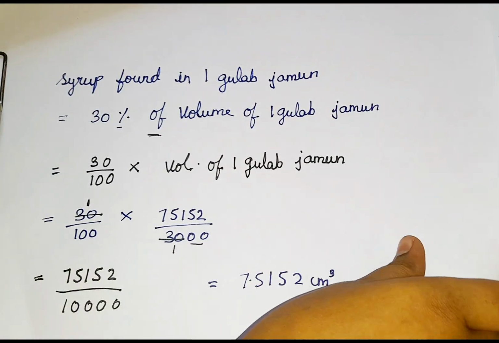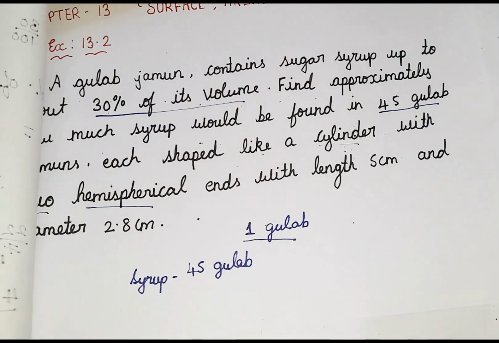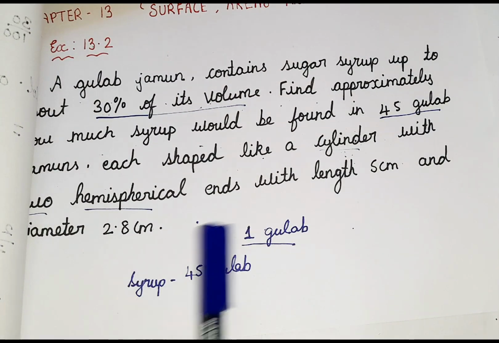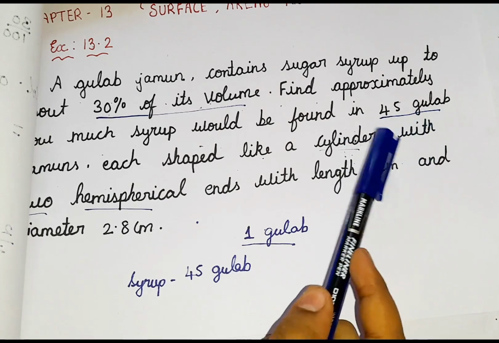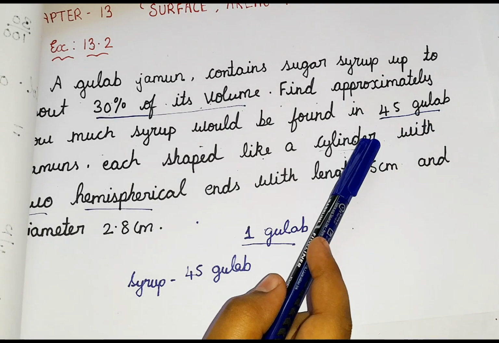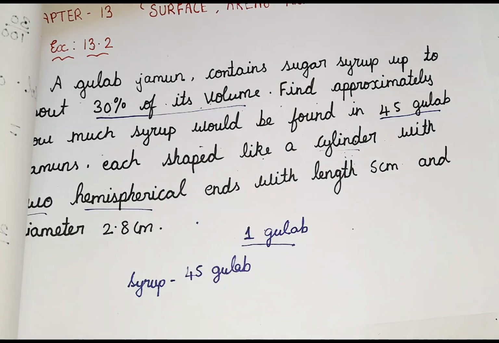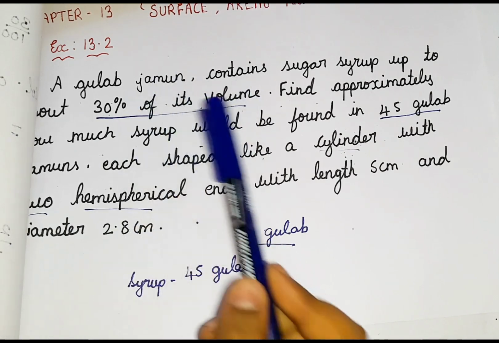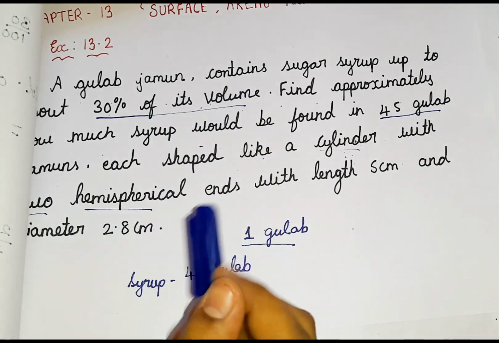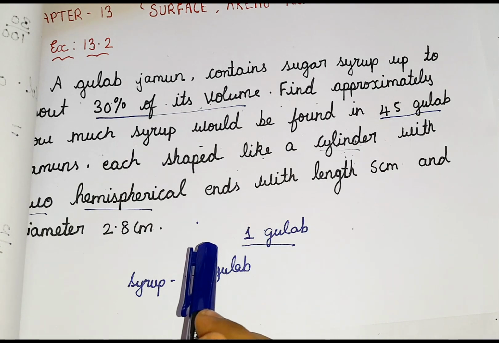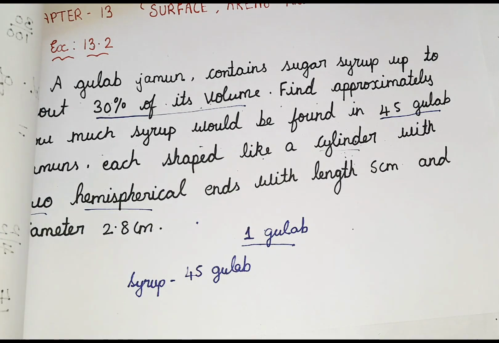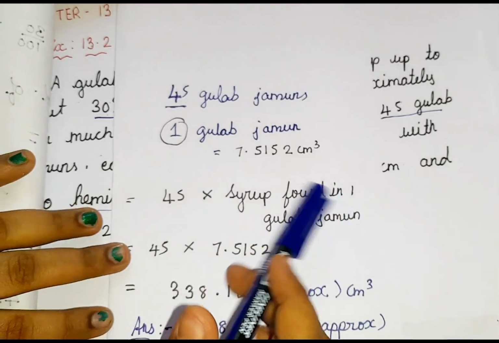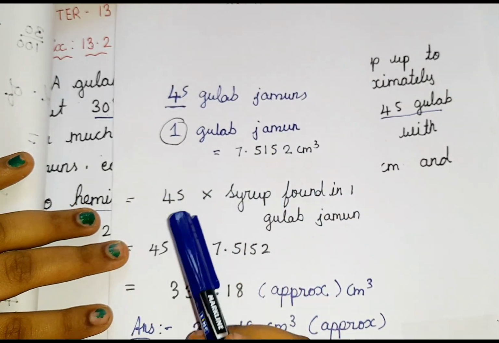So remember, guys, whenever we have a large number, for example, here it was extremely difficult to find how much syrup is there in 45 gulab jamuns, right? So to make it easy, I just found how much syrup is there in 1 gulab jamun. I applied the cylinder formula and then the hemisphere formula, and we had a clue that it is 30% of its volume. By using it, I got how much syrup is there in 1 gulab jamun. After finding that, I just multiplied it by 45. Okay.